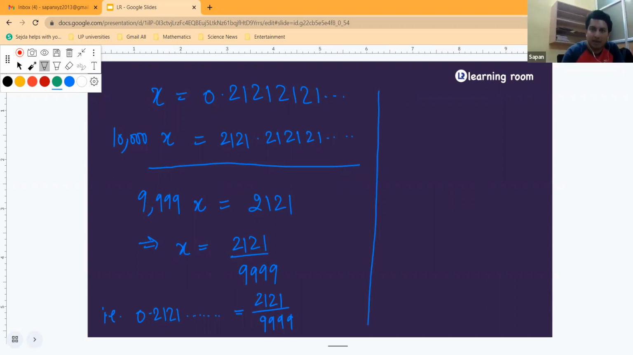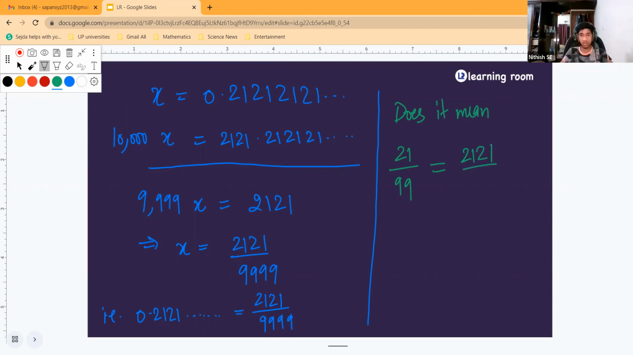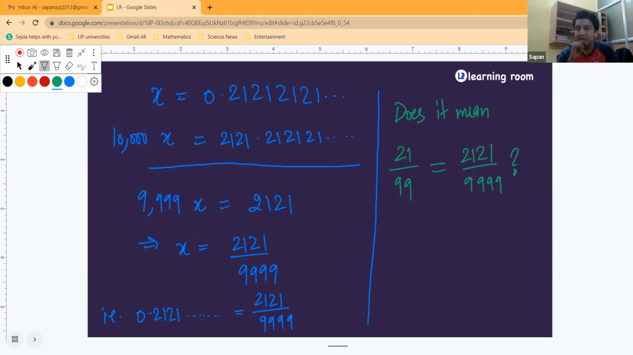Does it mean that 21 by 99 is same as 2121 by 9999? Yes, sir. When you simplify it, it's the same. And that should be the logical question. By multiplying 100 and subtracting, I get 21 by 99. No, sir, that's not my doubt.